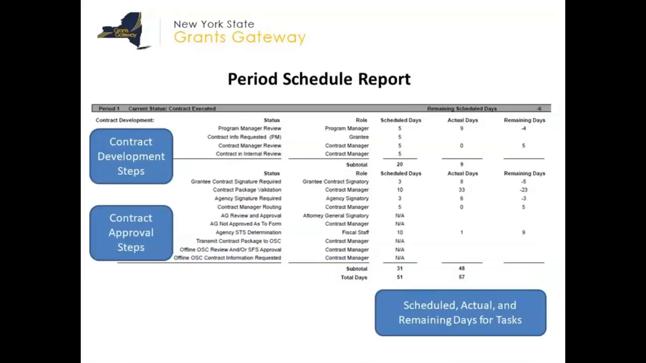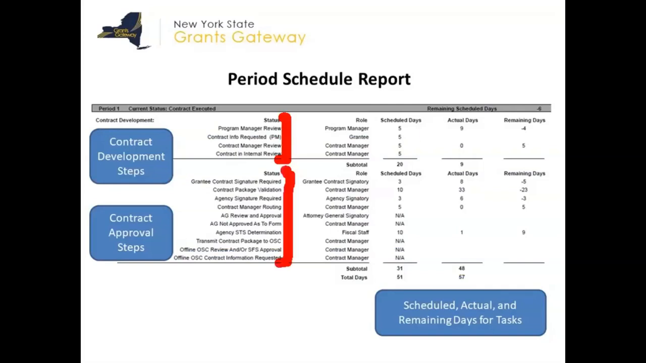Okay, and then the one last thing I want to show, it's really not that important, but it's there on the home page, so I just want to point it out. It's called the period schedule report. If you're wondering where your contract is in the process of getting it approved, you can always look at this. This is a report on the home page, and it'll show you the different statuses that the contract needs to go through and where it is and how many days it's been at that status. So it's separated into 2 sections, the contract development section and then the signature or approval section.